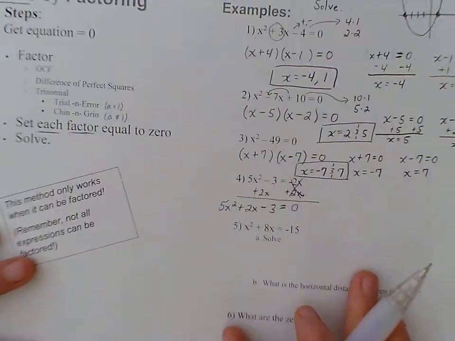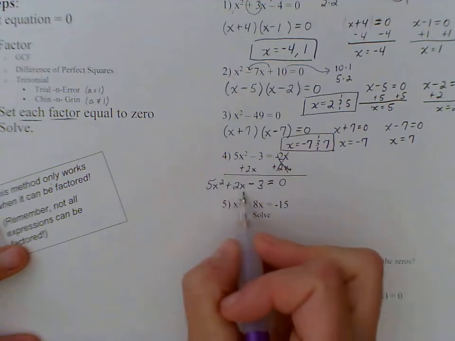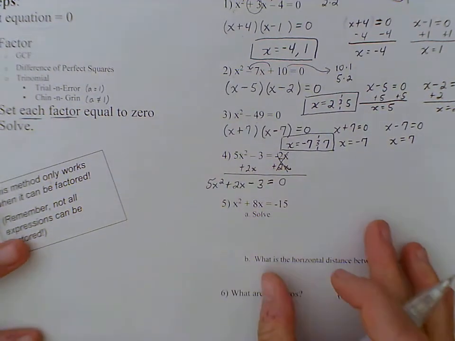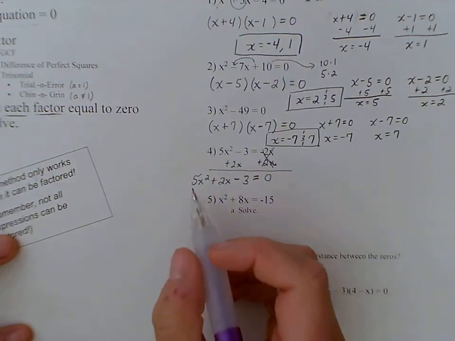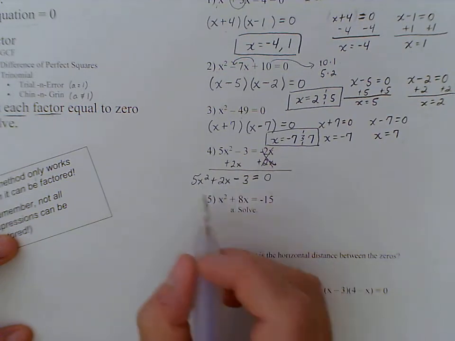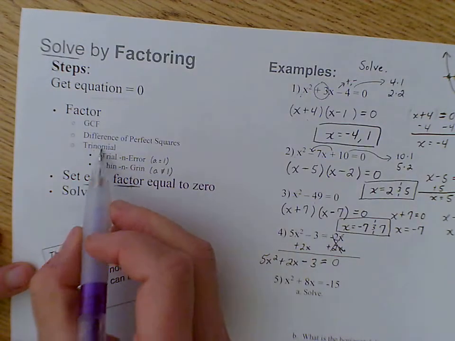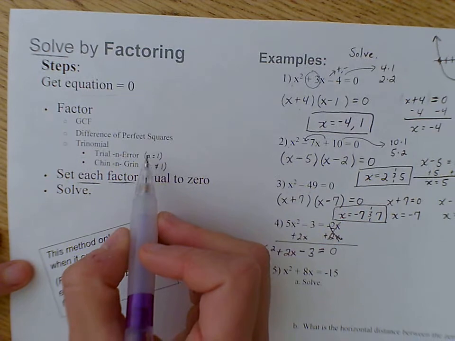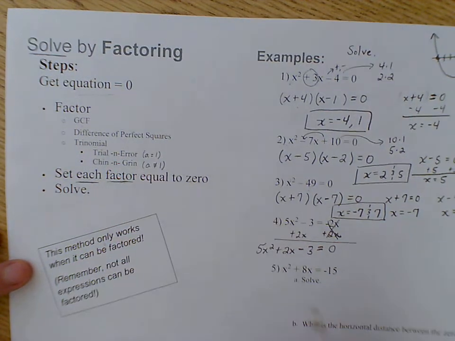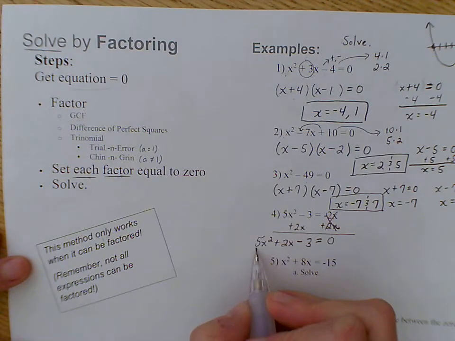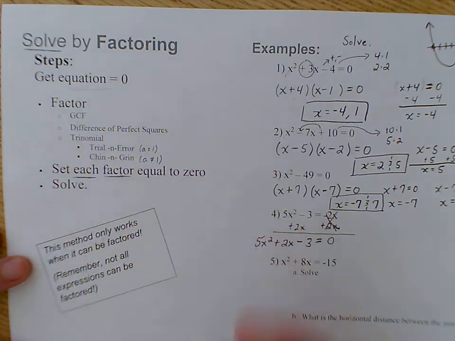Okay. So is there a GCF? Do they have anything in common? And no, they don't have anything in common. So then I'm going to see, is it a binomial or trinomial? And it's a trinomial. And then I'm going to say, okay, is the a, the number in front of x squared, equal to 1 or not? Notice that one's not equal to 1. So this is one that's a chin and grin problem.